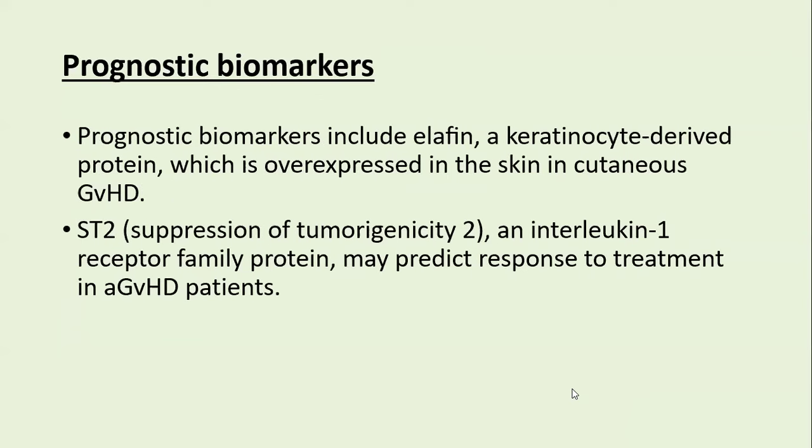Prognostic biomarkers. The prognostic biomarkers of AGVHD are elafin, which is a keratinocyte-derived protein that is overexpressed in skin in cutaneous GVHD, and ST2, or suppression of tumorigenicity 2, an interleukin-1 receptor family protein, which predicts response to treatment in AGVHD.